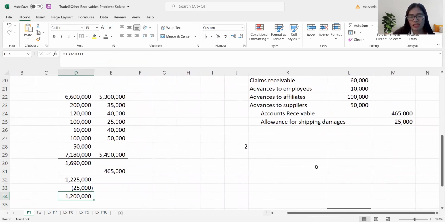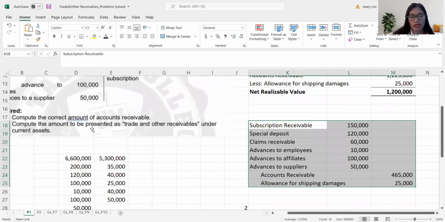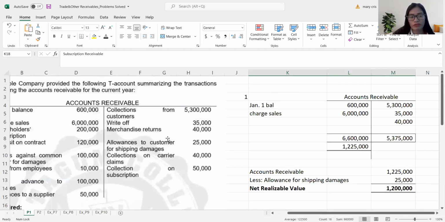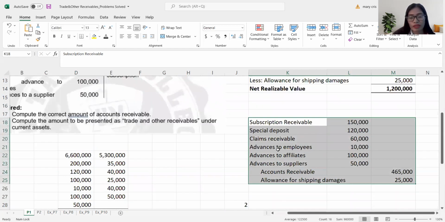Again, this adjusting entry is needed to correct the records of Credible Company. Considering that we already have a ledger for accounts receivable, what you are going to do is just clean it up and eliminate those items that should not be recorded in that particular account.